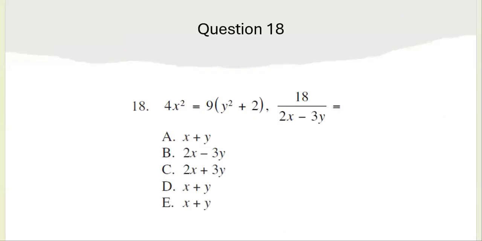Question 18. 4x squared is 9 times y squared plus 2. What is 18 over 2x minus 3y? So this is probably one of the harder ones in this section, but it's actually quite simple if you're able to possibly guess what you need to do. So go ahead and try this.